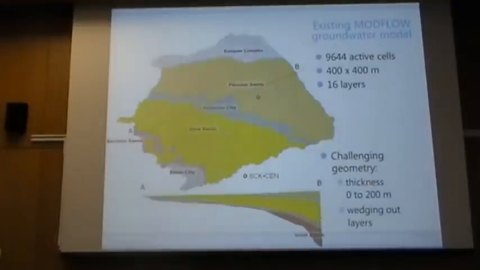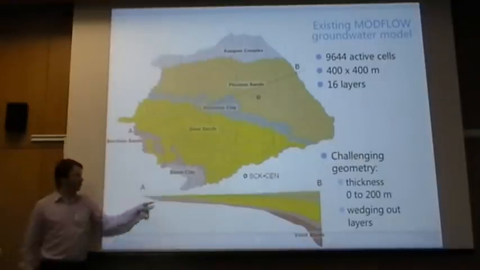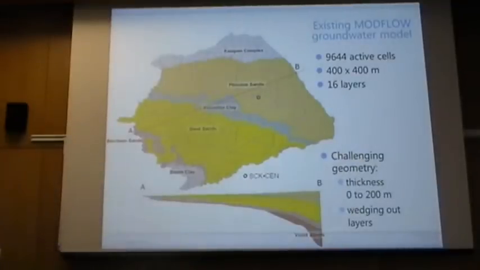For the time being, the groundwater flow model was developed in MODFLOW, and the surface has 9,644 active cells, and each cell has an area of 400 by 400 meters, and the vertical discretization is within 16 layers. We have some different material types like Diest sands, Kasterlee clays, Pliocene sands, and so on. The bottom of the model is the Boom clay, that's the aquitard where the disposal site might be installed within a few decades.